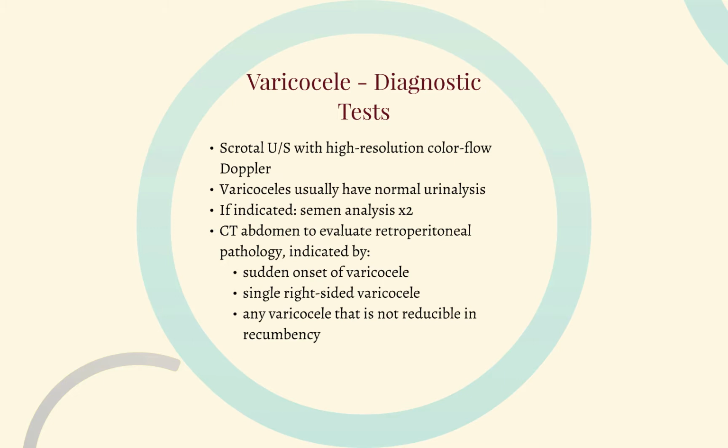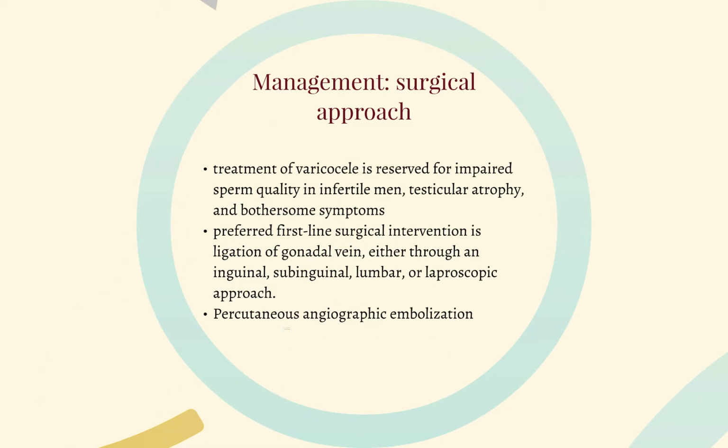A CT abdomen is ordered to evaluate retroperitoneal pathology indicated by sudden onset of the varicocele, or single right-sided varicocele, or any varicocele that is not reducible in recumbency. Surgical management of varicocele is indicated by impaired sperm quality in infertile men, or men with testicular atrophy, or with pain or discomfort. It is important to note that a scrotal varicocele is the most amenable factor in men with poor semen quality. Furthermore, there is no solid evidence or established guidelines for treatment of varicoceles.